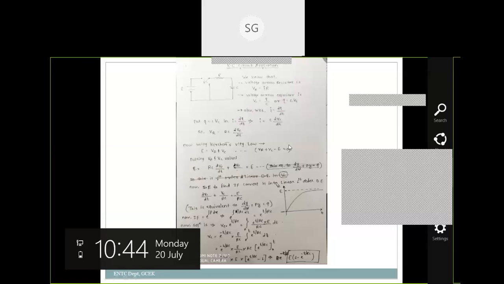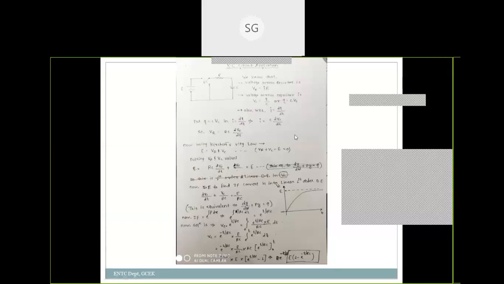And we will now move on to how to do the first step. First step, we have to apply Kirchhoff's law. Since this is a series circuit, we'll directly apply Kirchhoff's voltage law.